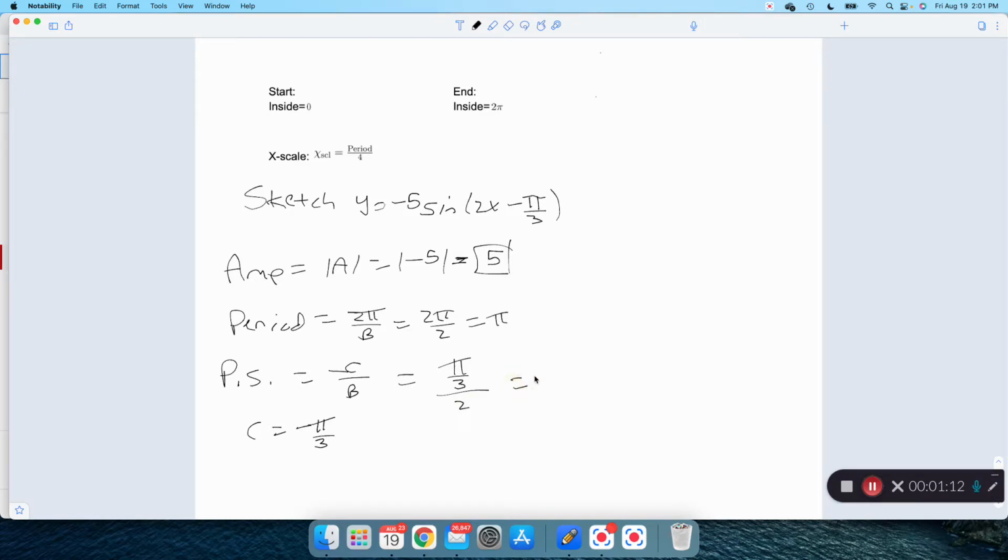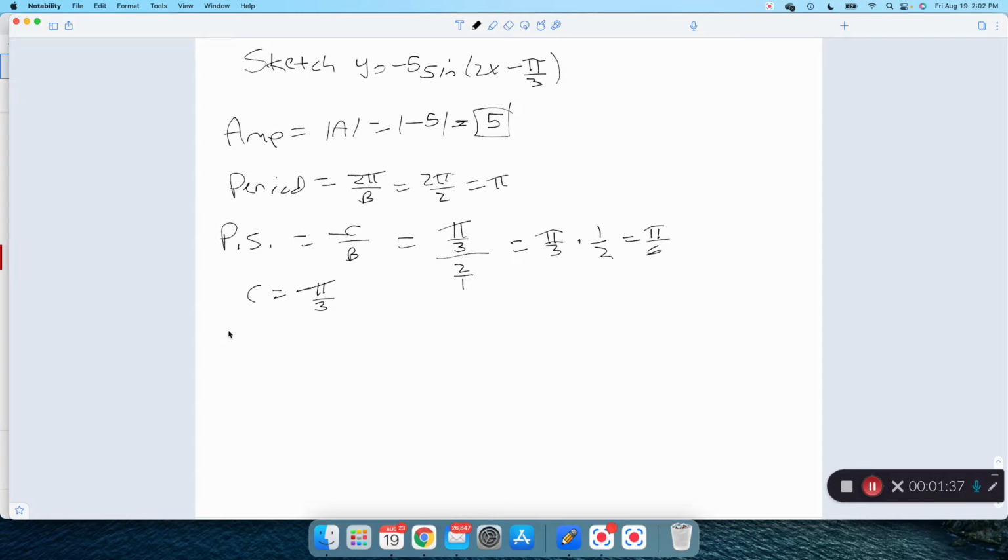And I've got to do a little work with fractions here. I'm going to have pi over 3 times 1/2. Remember, this is really 2 over 1. Keep, change to multiply, flip. My phase shift is pi over 6. That'll be my new start.